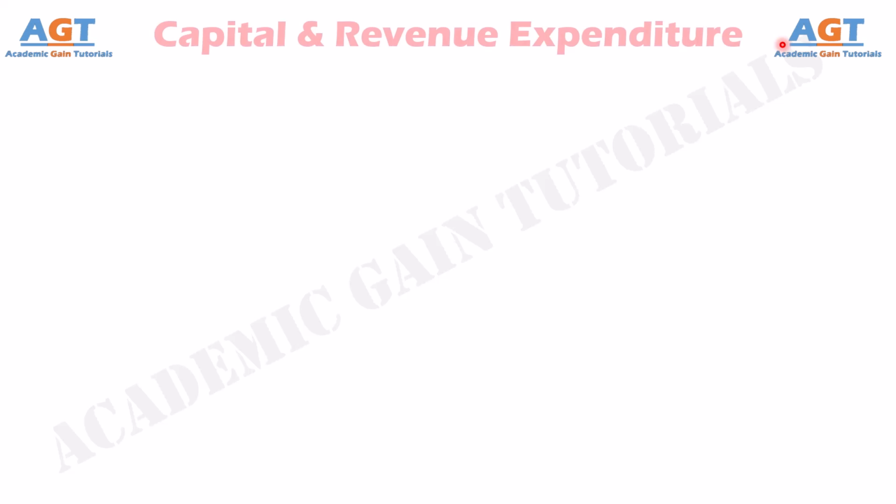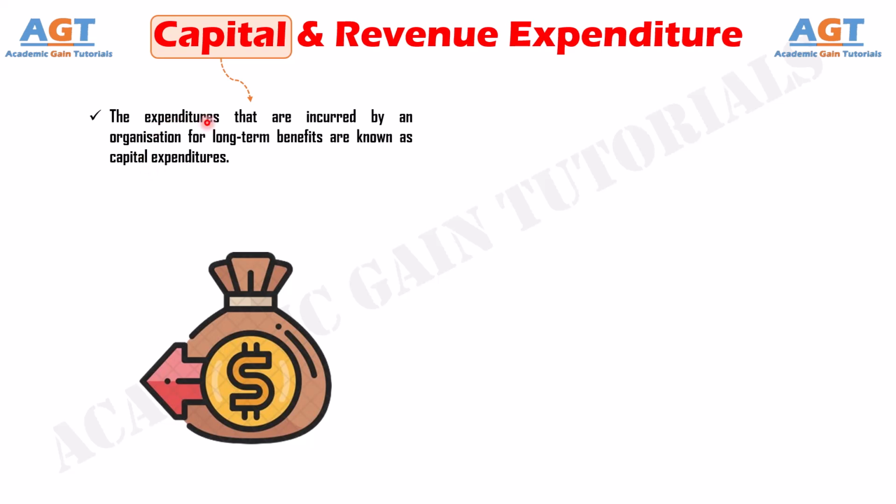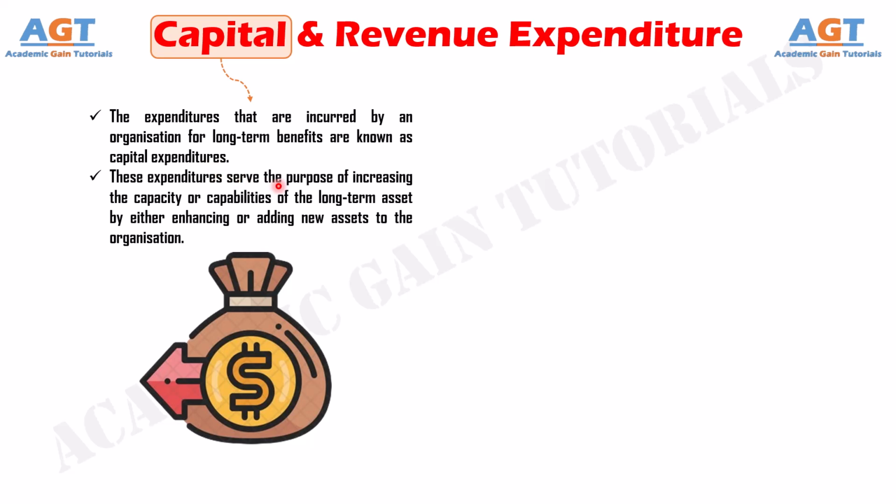In this video, we will look into the differences between capital expenditure and revenue expenditure. The expenditures that are incurred by an organization for long-term benefits are known as capital expenditures. These expenditures serve the purpose of increasing the capacity or capabilities of the long-term asset by either enhancing or adding new assets to the organization.